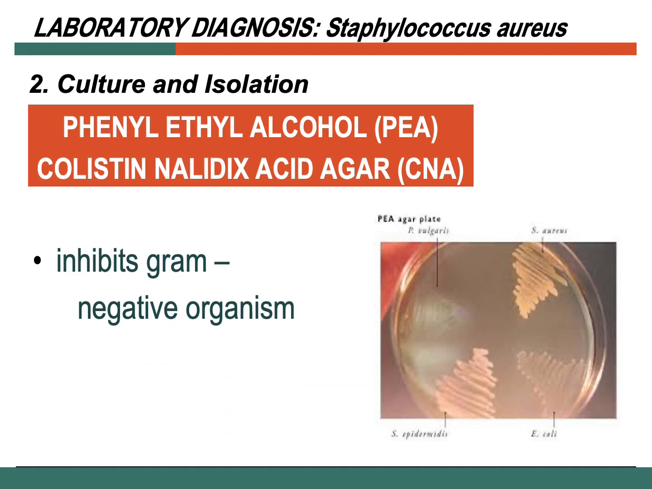Other culture media you have are phenylethyl agar and colistin nalidixic acid agar. These are still selective culture media. They inhibit gram-negative organisms because they contain inhibitory substances that inhibit the growth of gram-negative organisms. For example, you have phenylethyl alcohol, and the antibiotics colistin and nalidixic acid, which inhibit gram-negative organisms.